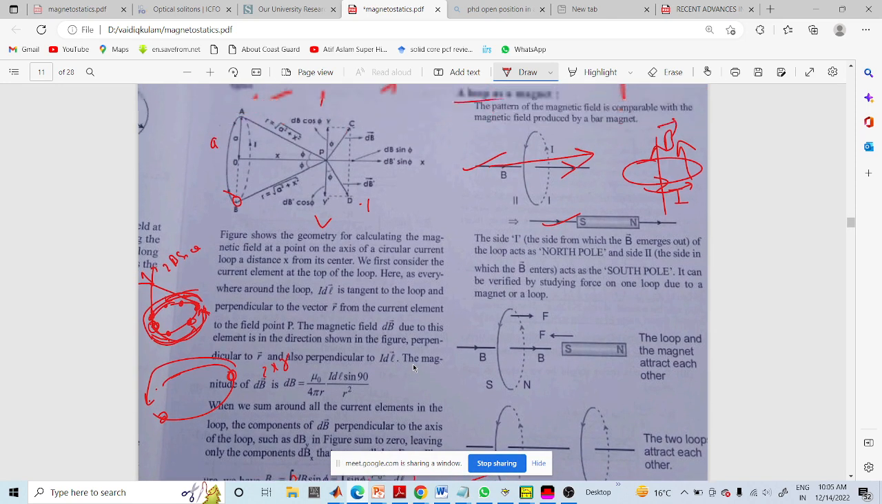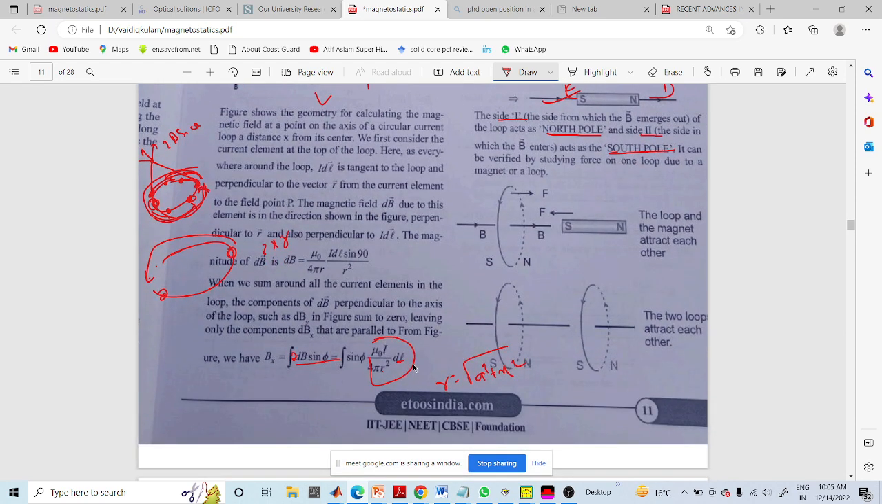So now it is the north pole and it is the south pole. We know that inside the magnet the field goes south to north, and outside of the magnet north to south, right? So you can see side 1 is the north pole and side 2 is the south pole, right? Side 2, this one. So this is the same.